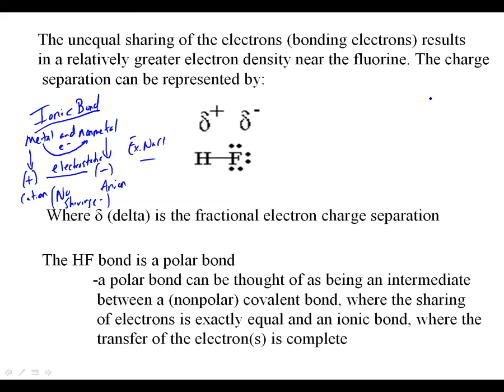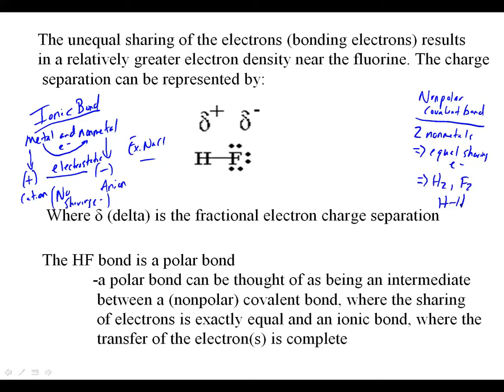On the other end of the extreme, we have a nonpolar covalent bond. And that is between two nonmetals, and we have equal sharing of electrons. That would be something like the H2 that we saw, the F2, again our H2, where they share those electrons equally. And then in the middle here, we have a polar covalent bond.